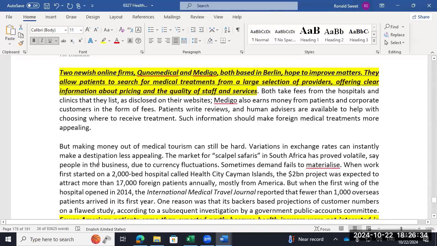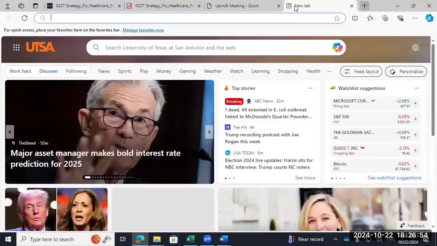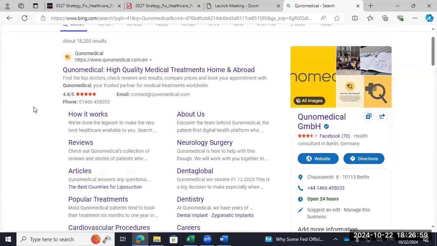Two newest online firms, you might look those up, both based in Berlin, hope to improve matters. They allow patients to search for medical treatments from a large selection of providers, offering clear information about pricing and the quality of staff and services. I'm not sure if you look these up, they would be in English though. So unless you speak German, it might not be that easy. Yeah, it's there. So if you're looking for that thing to research, this could be your entire extra points, just looking up one of these. What do they do? How it works means perfect. How it works?